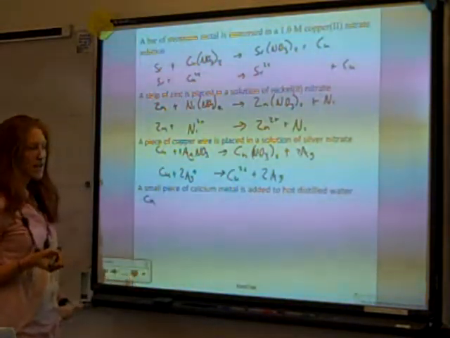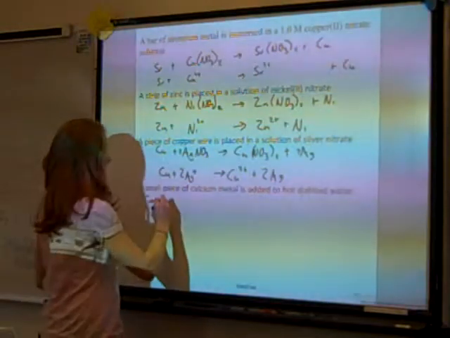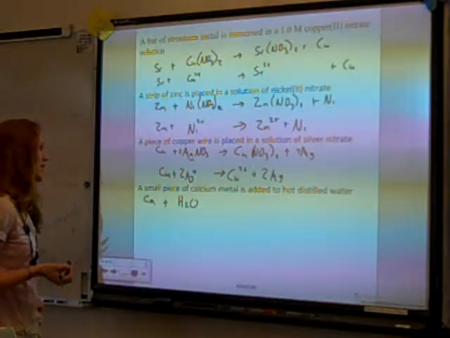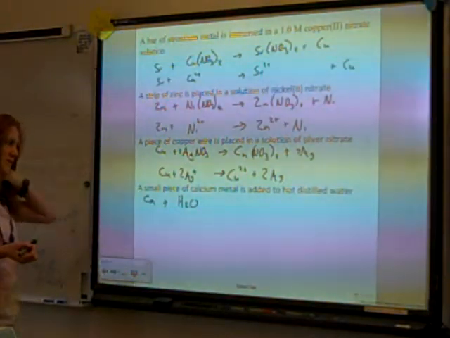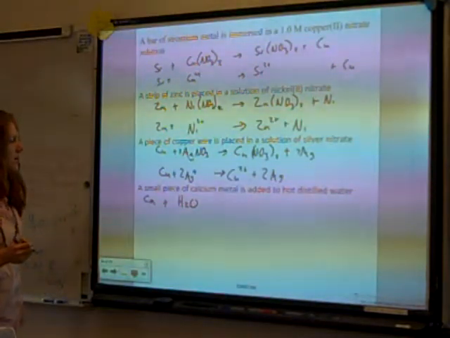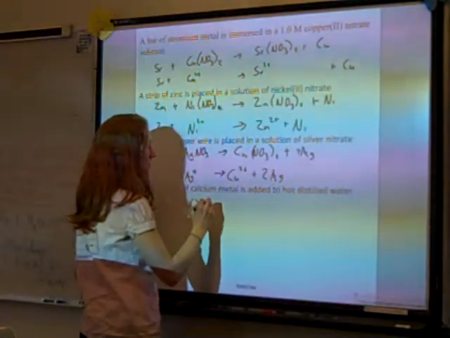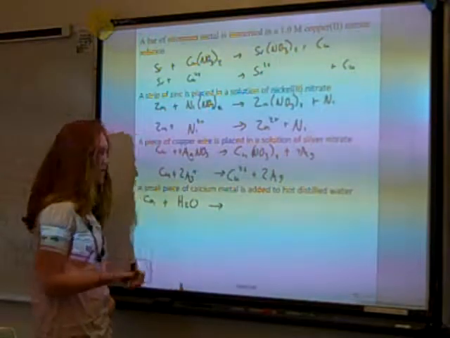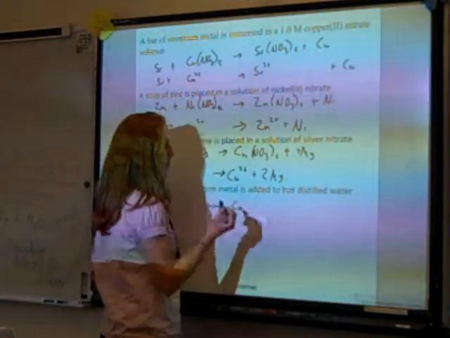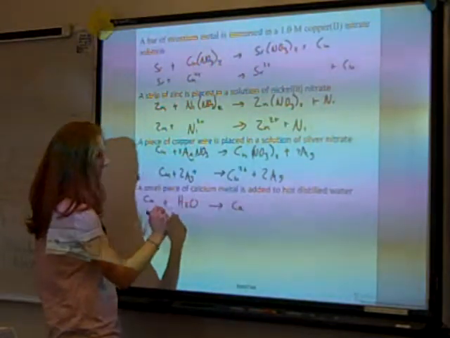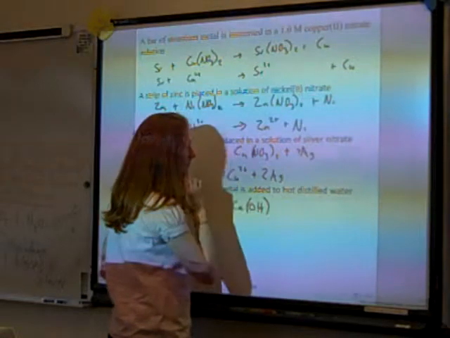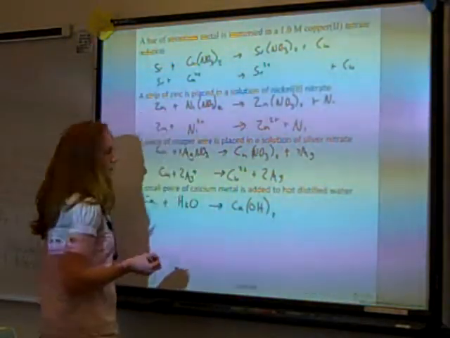Alright, and then for the last one, I have a small piece of calcium metal, calcium added to hot distilled water. So I'm going to have H2O. Calcium tends to form a positive charge, so it's going to replace the hydrogen if anything in this. I can see it is a redox. Whenever you have an element present, it's going to be a redox. So I know I'm going to be making calcium 2+, which is going to be attracted to the OH of the water, the hydroxide. I'm going to have 2 hydroxides.